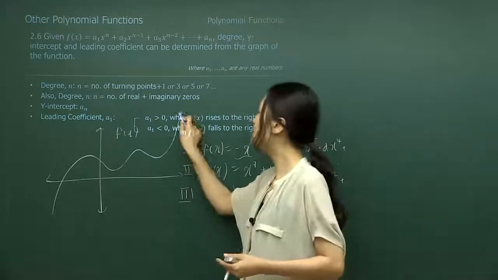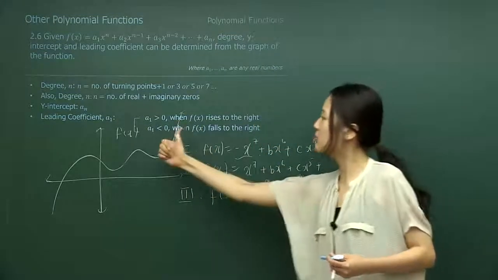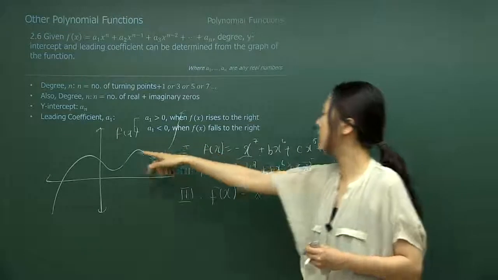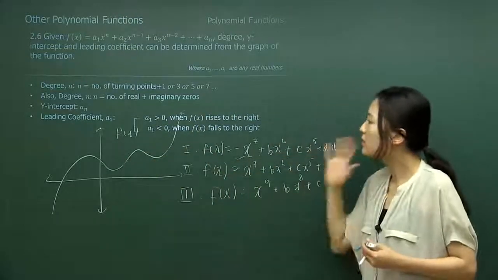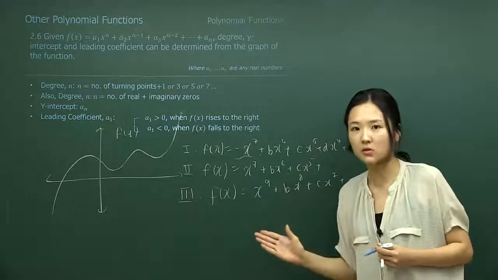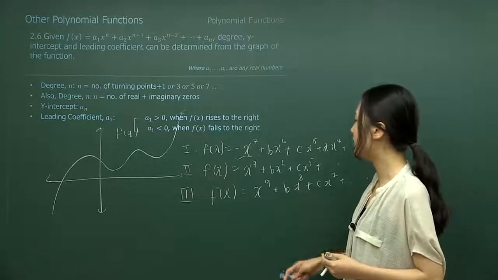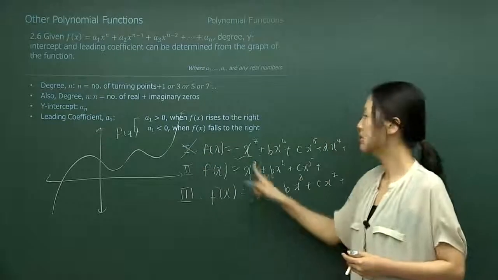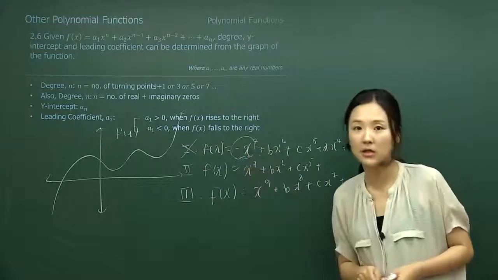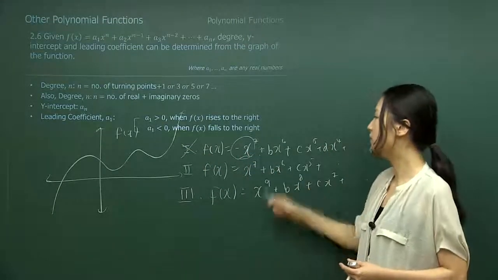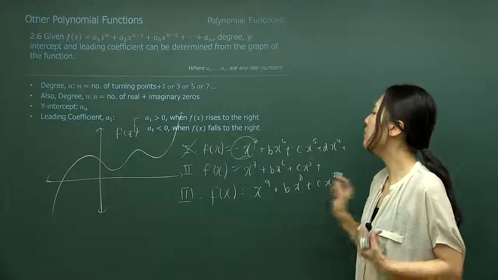Now, it's rising as it goes to the right. So the leading coefficient has to be positive, right? Positive leading coefficient. This is out, because obviously it has a negative leading coefficient. Now, of the two, let's see, what can we tell?